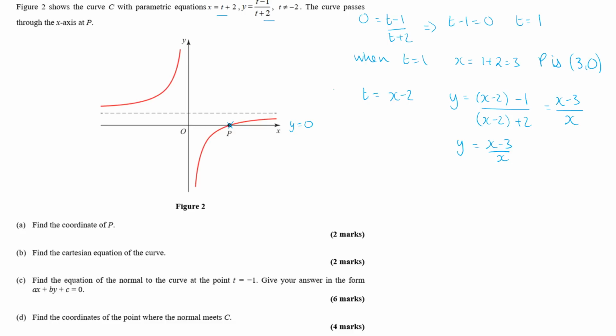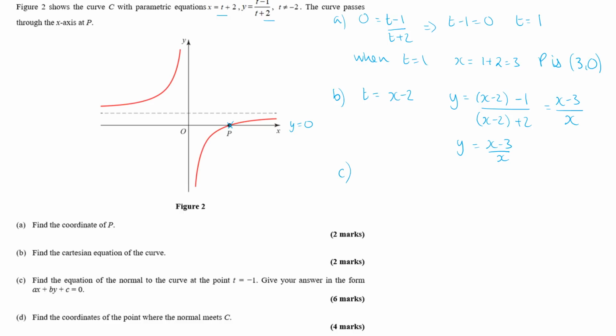So that's part B. Part C. Find the equation of the normal to the curve at the point t is equal to minus 1. So the normal is an equation of a straight line, and we need a point and a gradient. So let's do the gradient first.